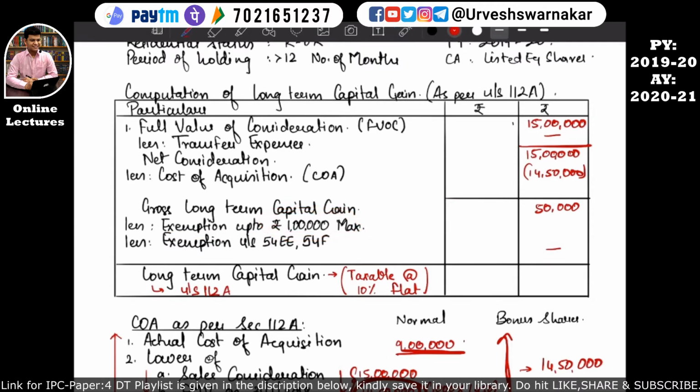I hope this is quite clear. So up to rupees 50,000 this exemption will be available and long-term capital gain will be zero. I hope this is quite clear to you.